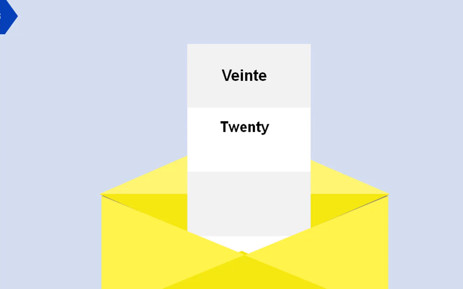Right? Now number 20, it's veinte. Alright? It might sound a little tricky, but as we go about it and start using it in our daily life, it will become as easy as saying 1, 2, 3, 4, 5, 6. Alright? 20 is veinte.